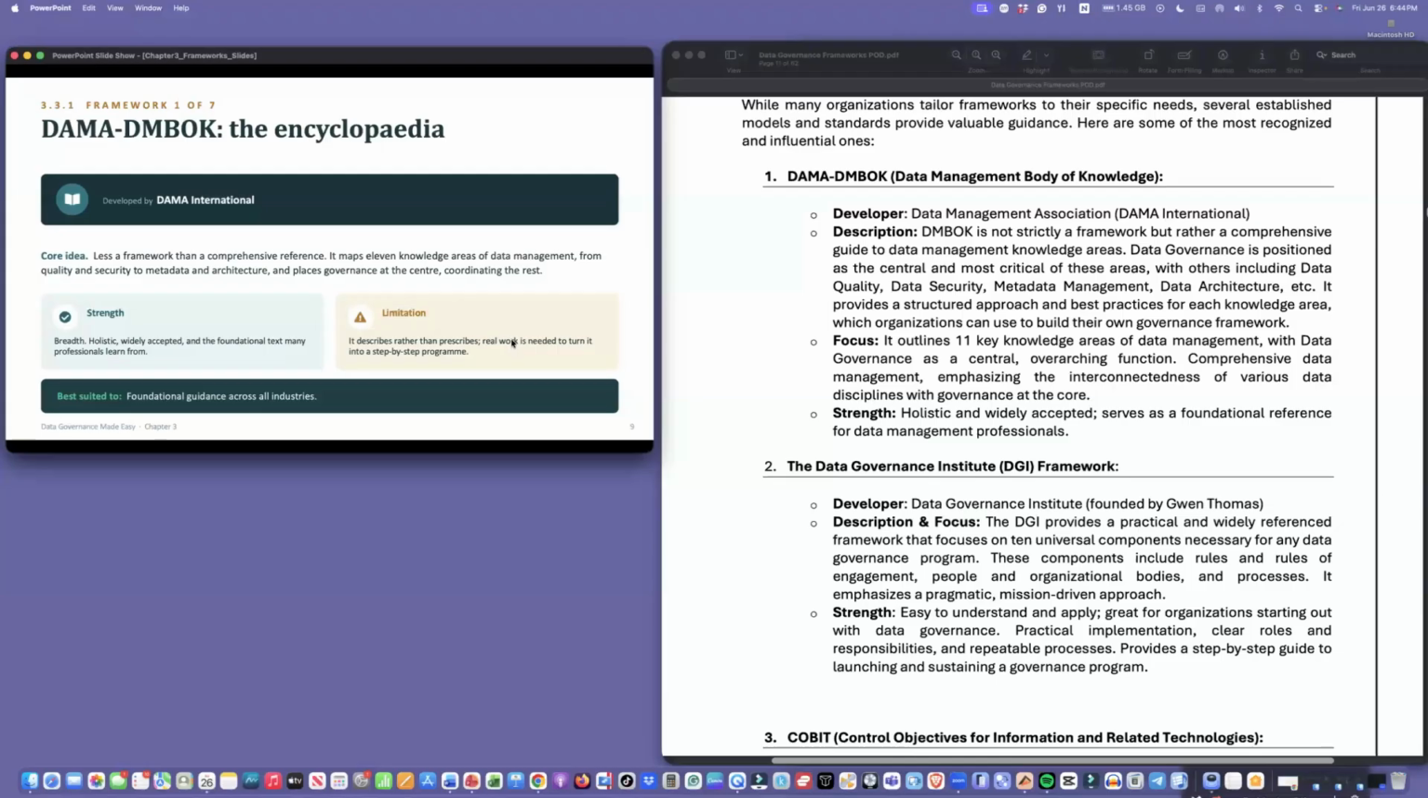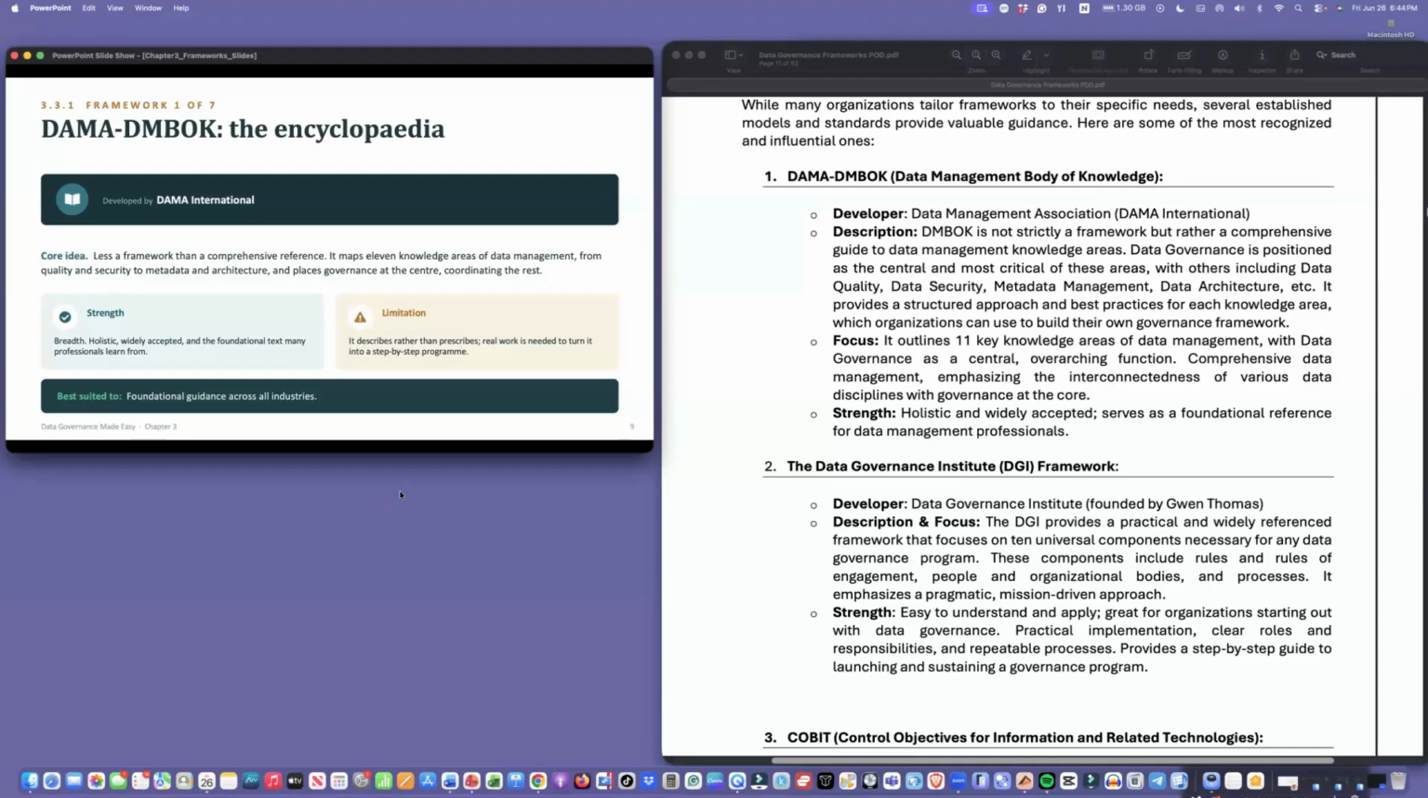Okay. So the first one is the DAMA DM book, that's the data management body of knowledge. The developer is called the DAMA College. Sorry, the Data Management Association, DAMA International, sorry.